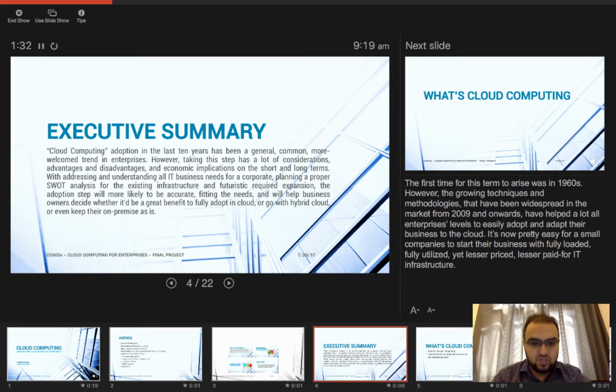With addressing and understanding all the IT business needs for a corporate, planning a proper SWOT analysis for the existing infrastructure and the futuristic required expansion, the adoption step will be more likely to be more accurate, fitting the needs, and will help the business owners decide whether it will be a great step to move fully to the public cloud or go with hybrid cloud or keep the on-premise as is.